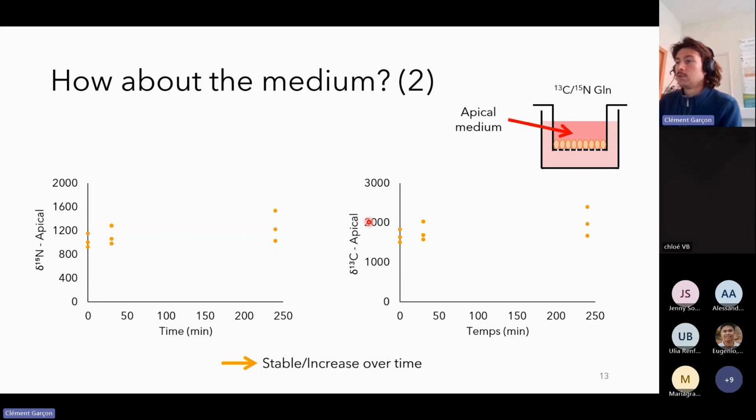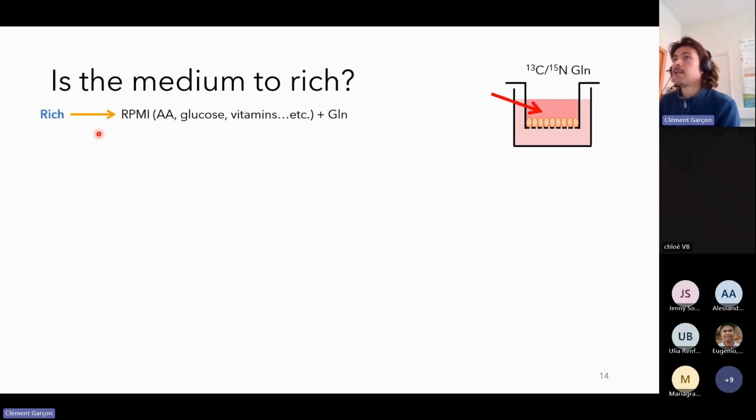With this absence of evolution of enrichment in the apical medium, we thought that maybe the medium we use is too rich, because we have a medium called RPMI that contains glucose, amino acids, vitamins, and so on, plus the labeled glutamine. Maybe it's so rich that the transporters are saturated, and only a very small fraction of the glutamine is absorbed. Also, transporters for amino acids can absorb different amino acids, so there can be competition between them. And maybe intestinal cells use more glucose than glutamine for their energy needs. So we thought if we use a very poor medium that just contains a bit of glucose and salt plus our glutamine, we would somehow force our cells to use the glutamine in the medium, and to use it a bit faster.